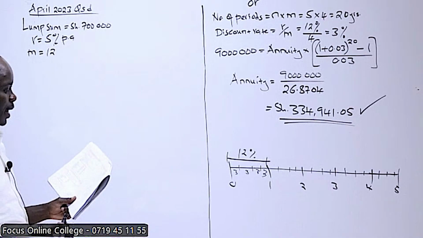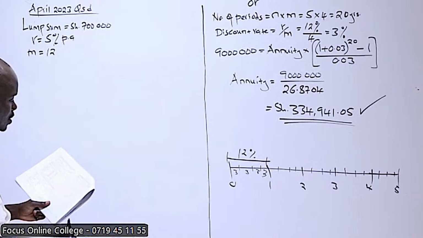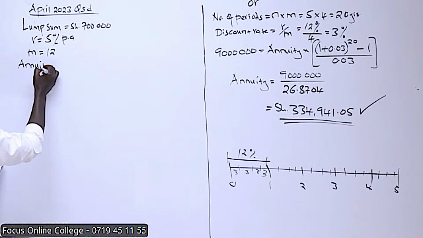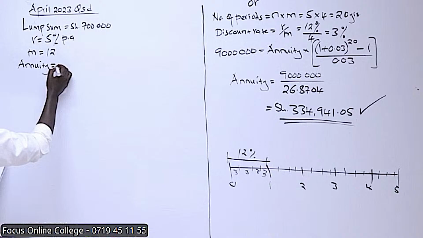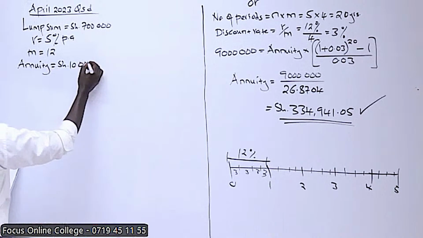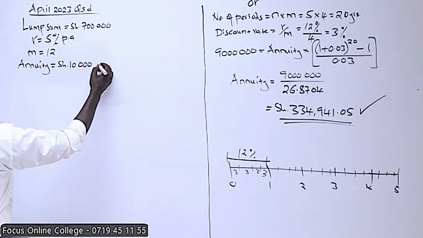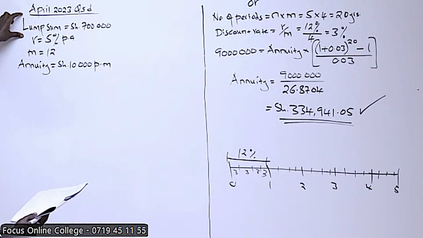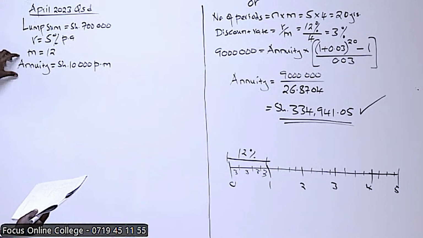Then compounded monthly with additional deposits of shillings 10,000 per month. There is an annuity here, shillings 10,000 per month. So what I'm saying is, how we are going to get the present value of this lump sum is different from how we are going to get the present value of this annuity figure.